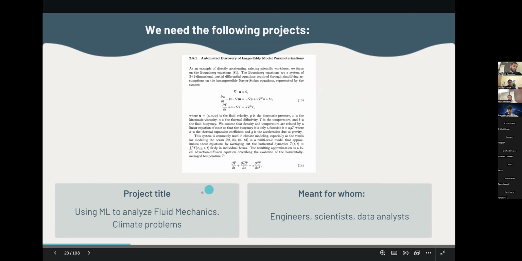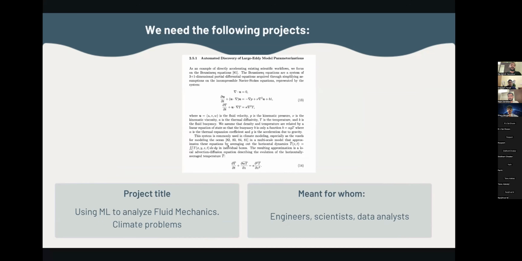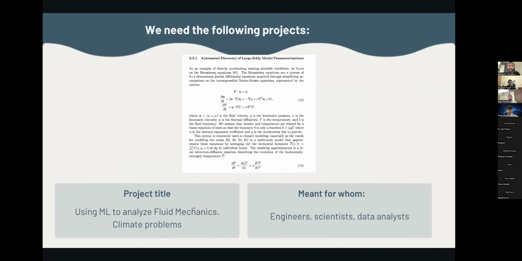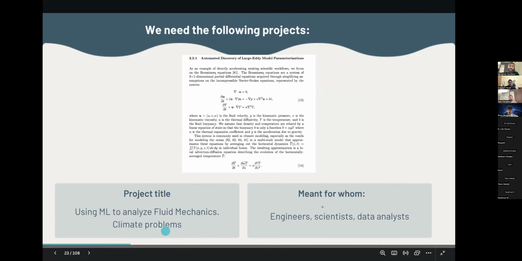Now, there are, I'm sure, mechanical engineers, fluid mechanics people, and climate people in this call. How many of you know about the Navier-Stokes equation? Can you just type yes in the chat if you have heard of a Navier-Stokes equation or any fluid flow equation? Great, see, all of you have heard about Navier-Stokes equation. So what if you use machine learning to integrate it with the Navier-Stokes equation to analyze fluid mechanics and climate problems? Wouldn't that be an absolutely impactful problem for all of you to solve?